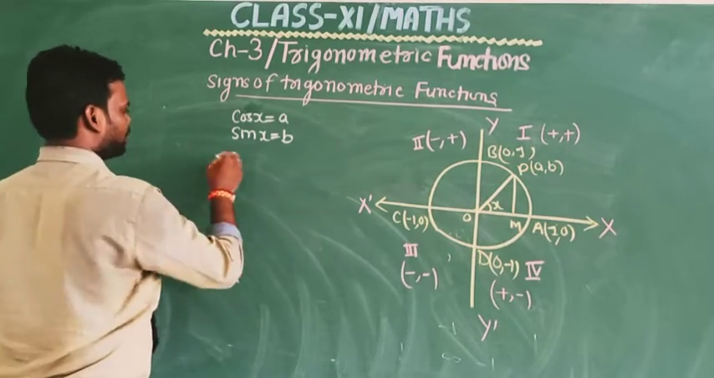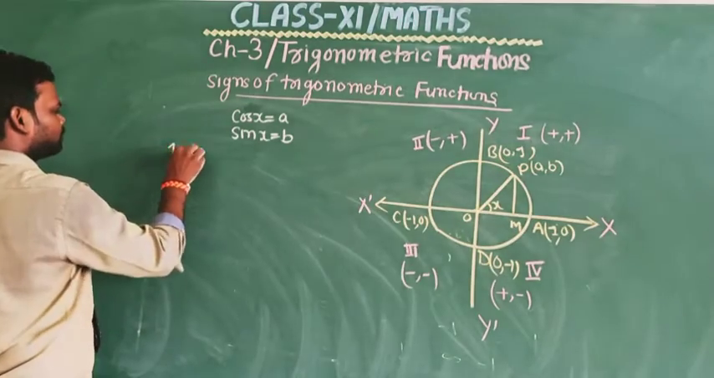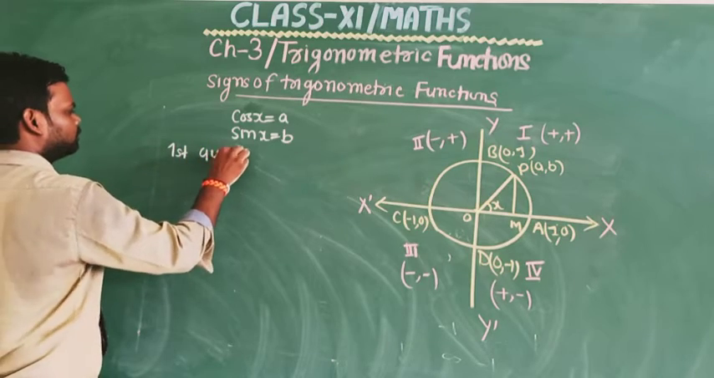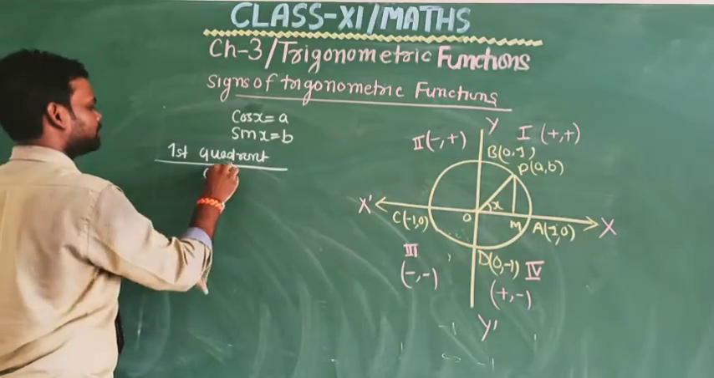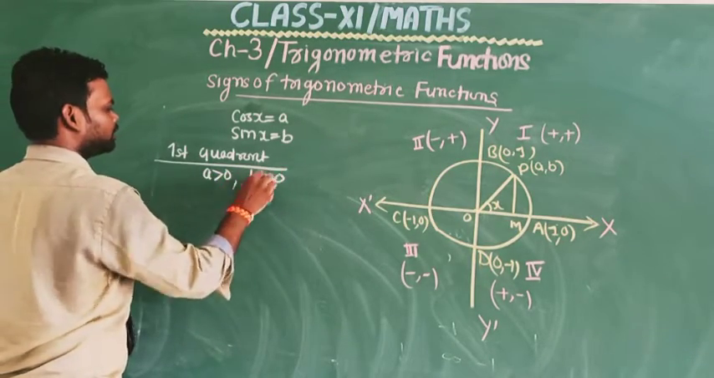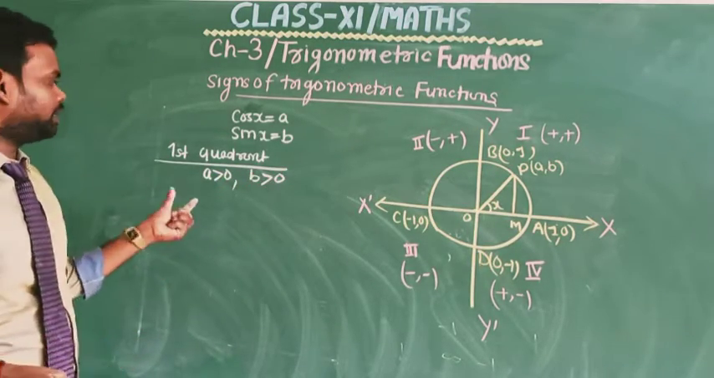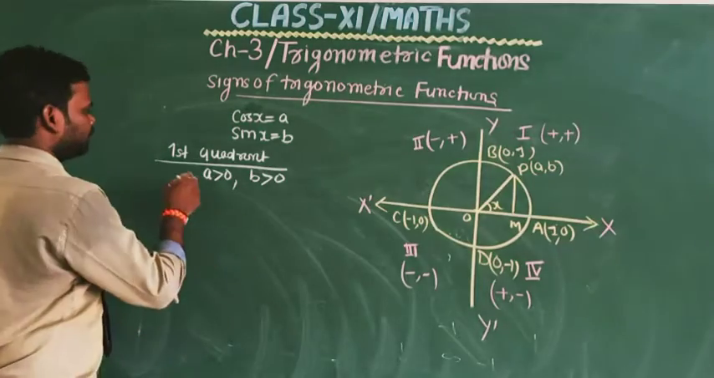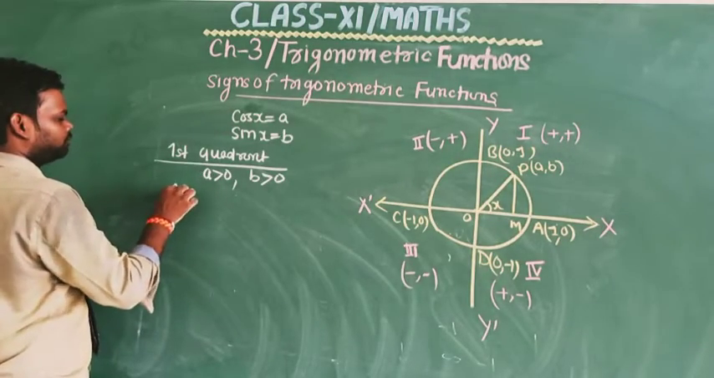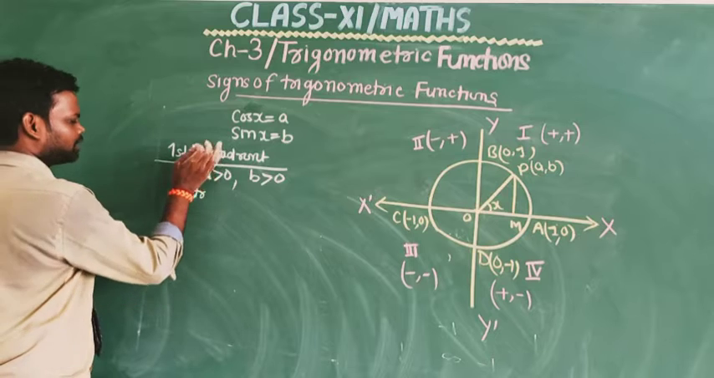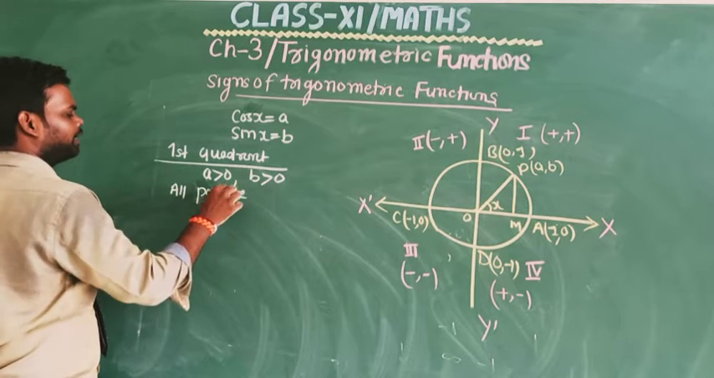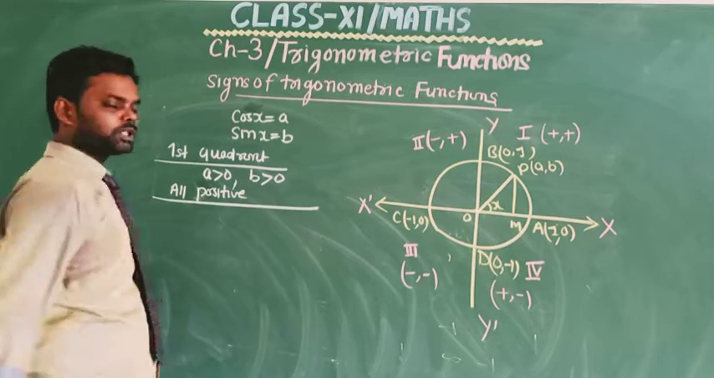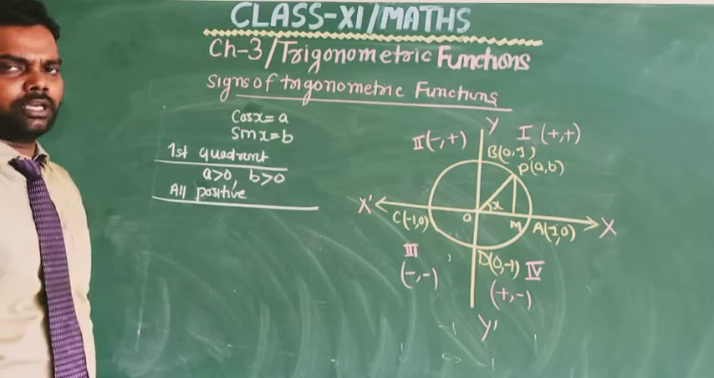so in first quadrant the value of A is greater than 0, B is greater than 0. So here all trigonometric functions are positive. In first quadrant all trigonometric functions are positive. Okay, all positive means sin, cos, tan, cot, sec, cosec.